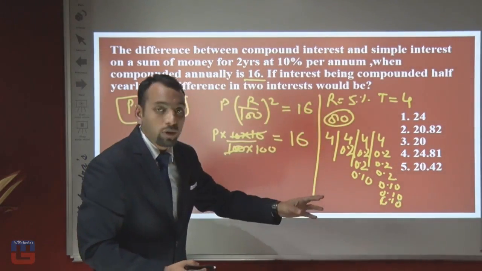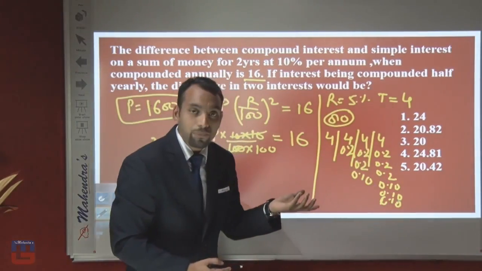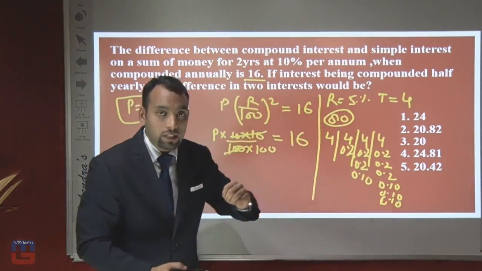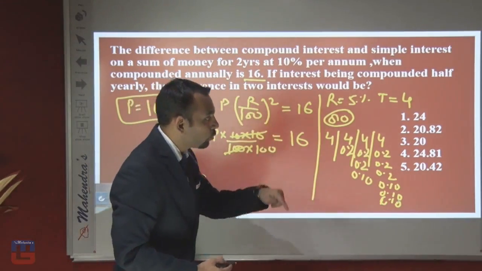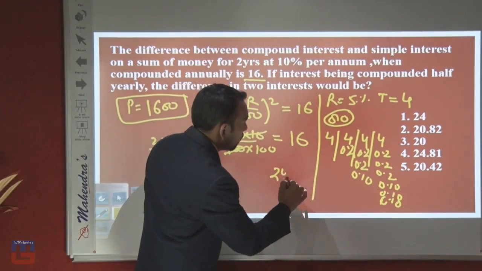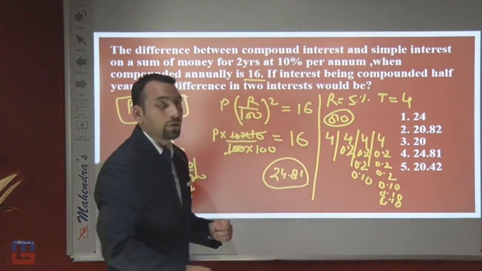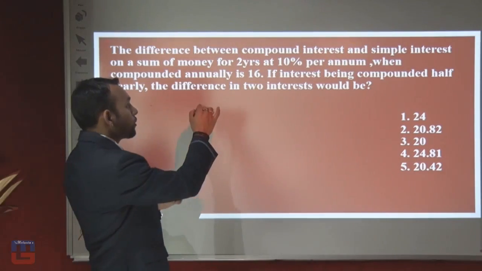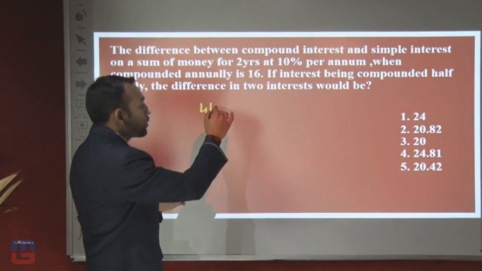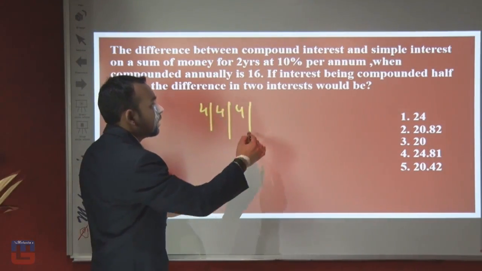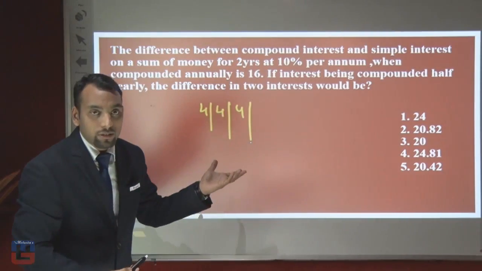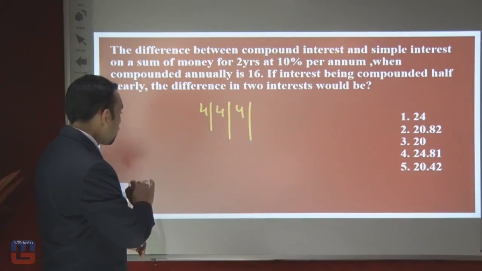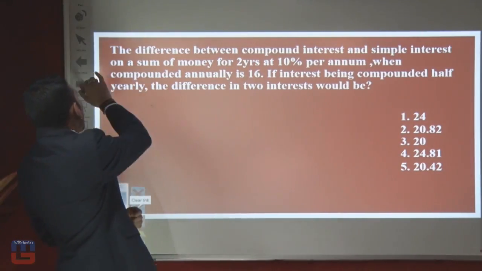So if you calculate, 4, 16, right? This 16, and all these, you will get here directly. I am writing, so you will get 24.81, right? So the trick of this question is this: this 4 we have for the first year, this 4 for the second year, this 4 for the third, and the same way we will calculate, right? So we will get the answer 24.81, right? Now move to the next question.